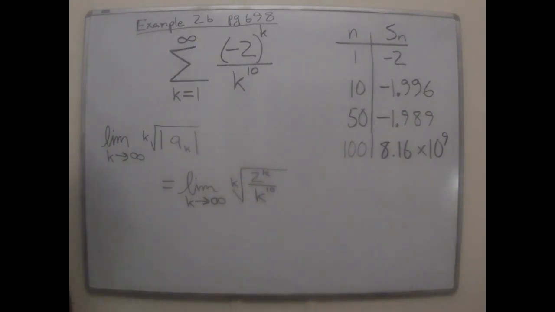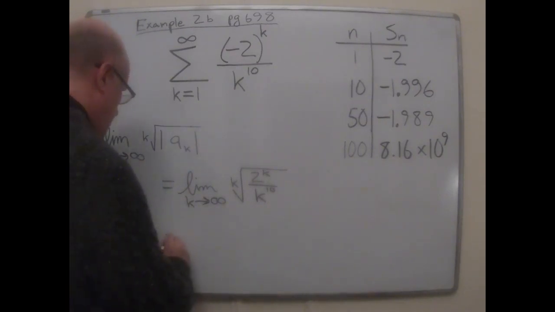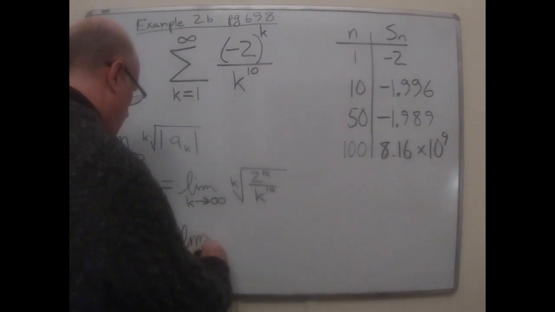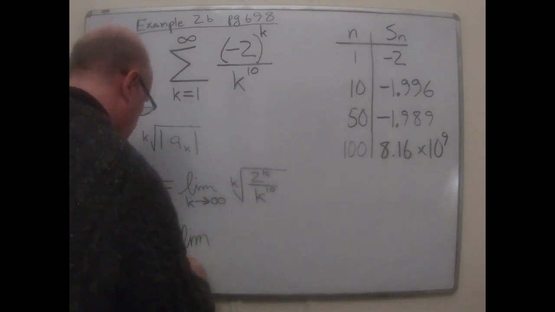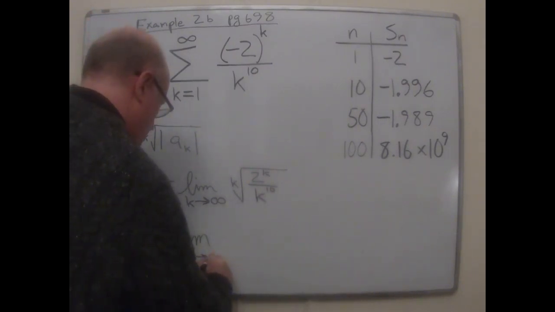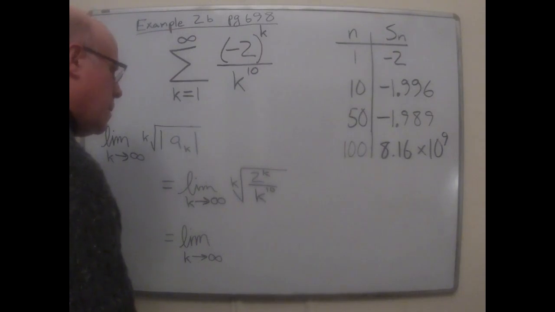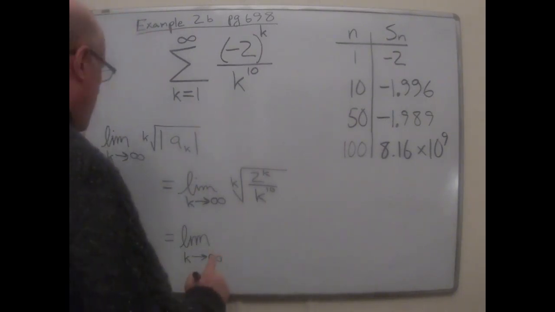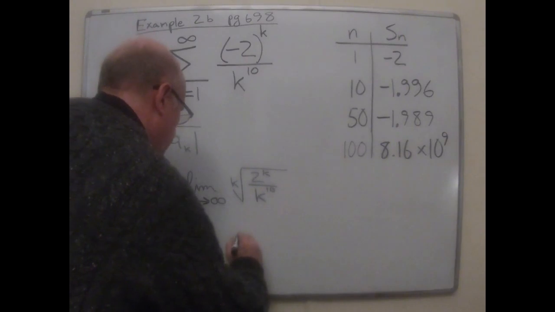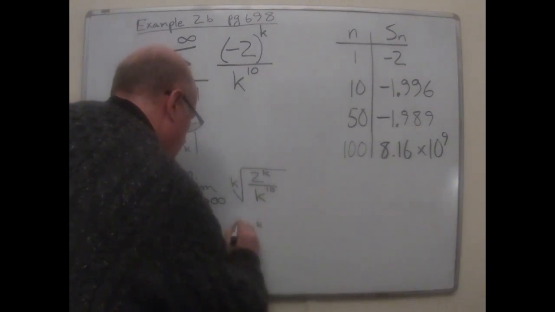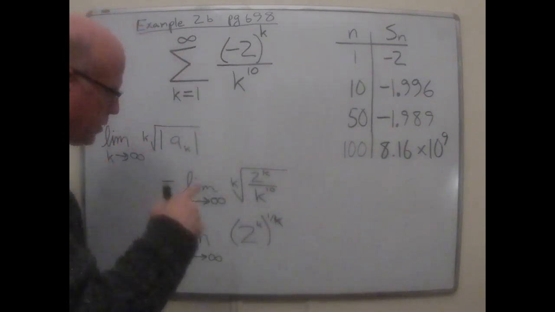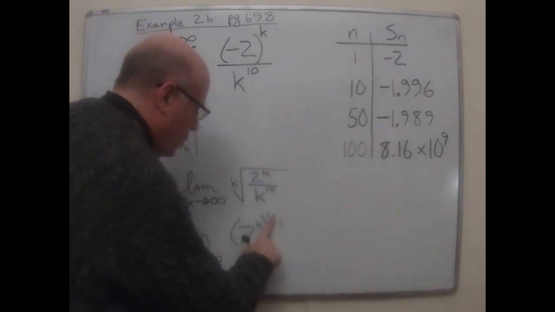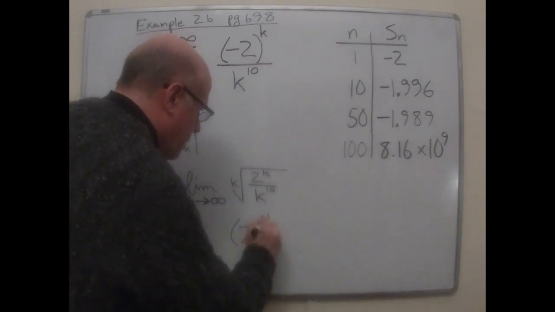Well, what can we do with that? The kth root of something is like the 1 over kth power. And if you're applying a power to a fraction, you can do it in both numerator and denominator separately. So what we have is 2 to the k raised to the 1 over k. Something in my brain is trying to make 5s whenever I really mean to write a k.